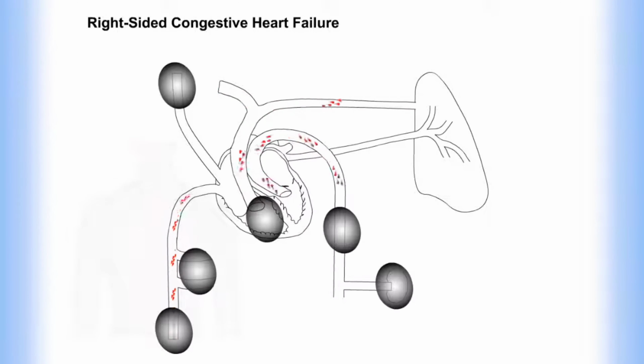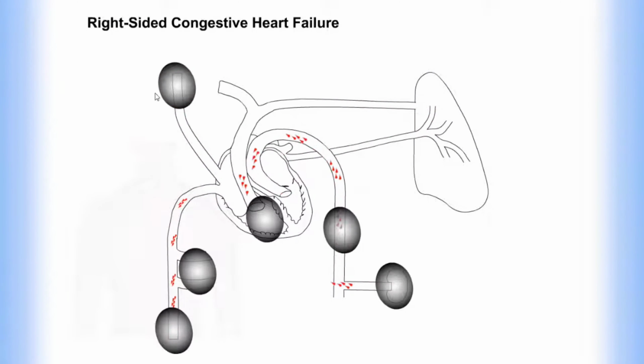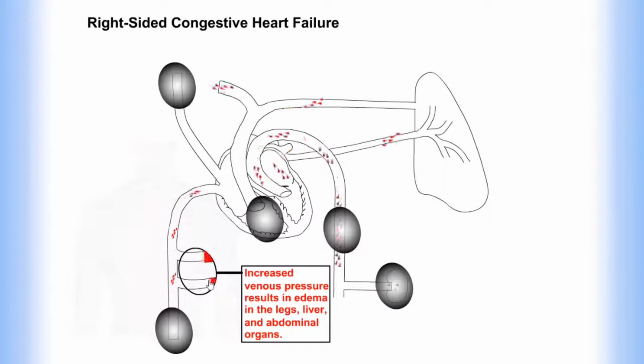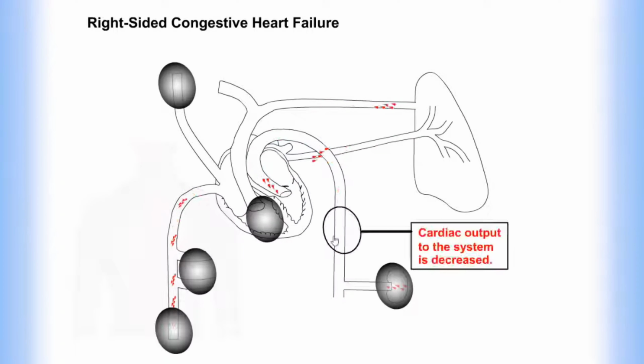Right-sided congestive heart failure. Very high venous pressure causes a distended neck vein and cerebral edema. Blood backs up into the systemic circulation. Increased venous pressure results in edema in the legs, liver, and abdominal organs. The right ventricle weakens and cannot empty. Cardiac output to the system is decreased.